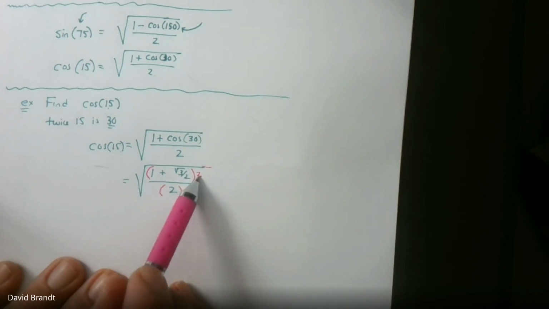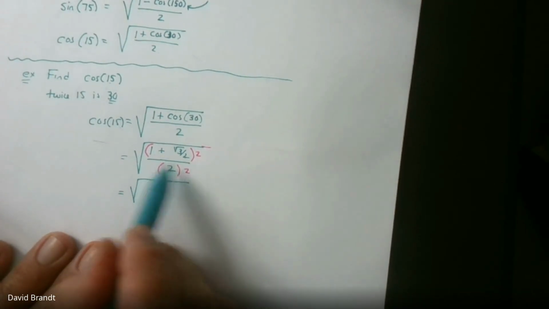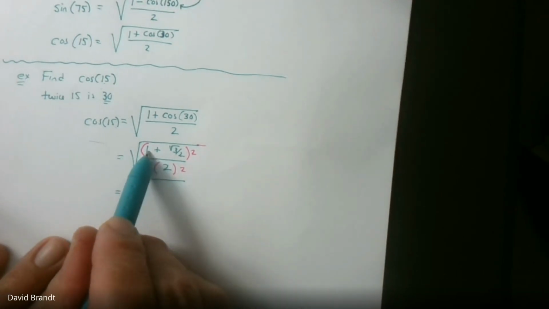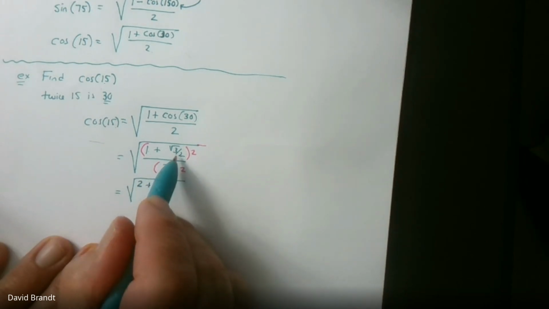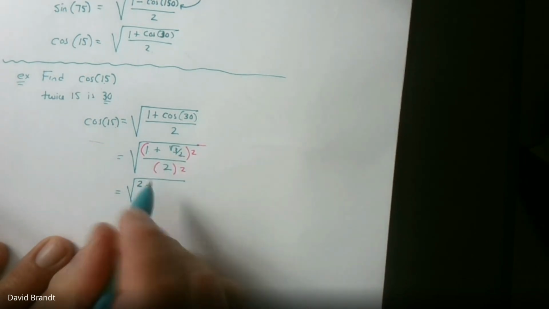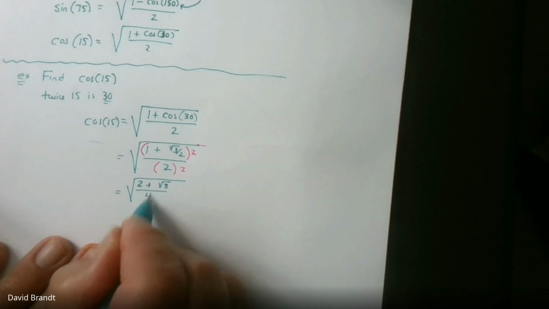All right, so let's see. We're going to distribute the 2. Yeah, I told you this is a mess. You didn't believe me, did you? All right, so let's multiply everything by 2. So 1 times 2, that's 2. Root 3 over 2 times 2: the 2's cancel on that one, so it's just root 3. On the bottom, 2 times 2 is 4.